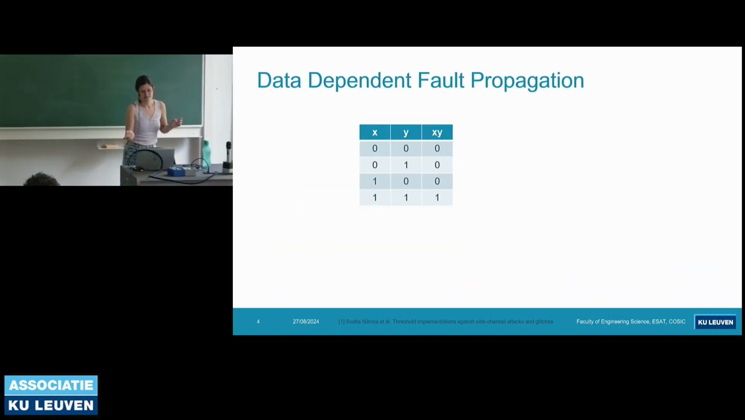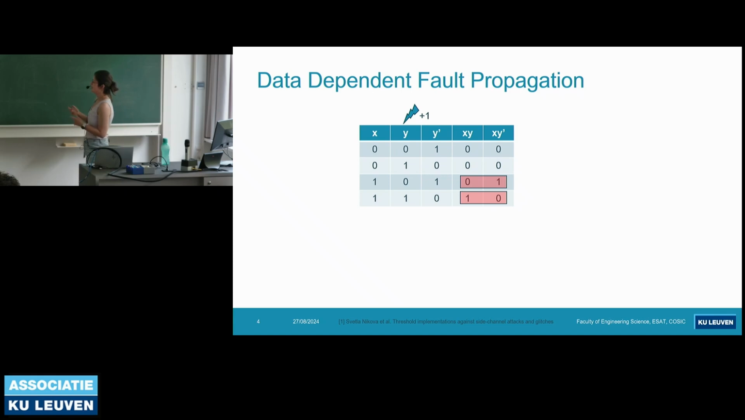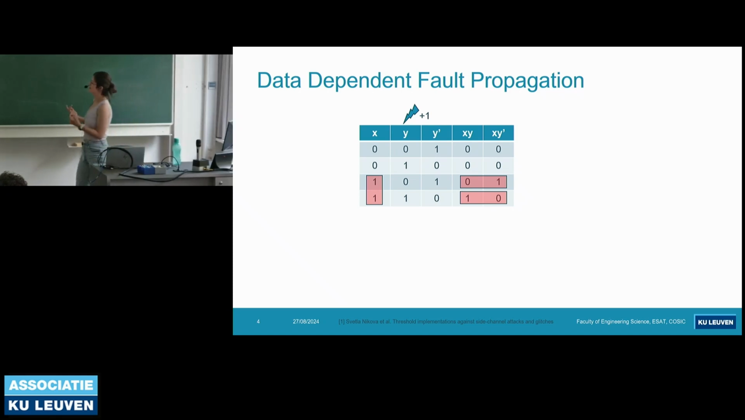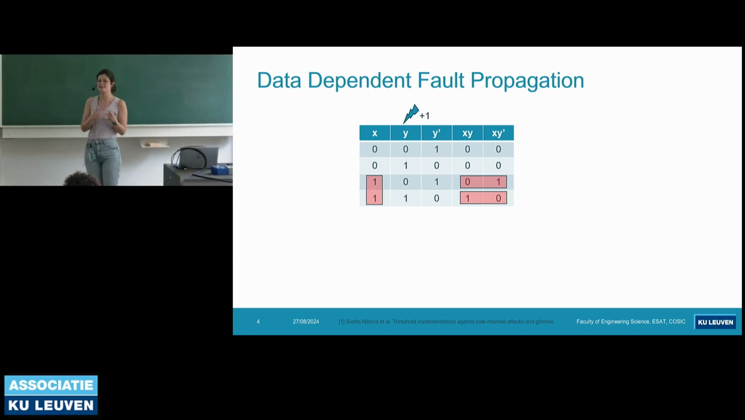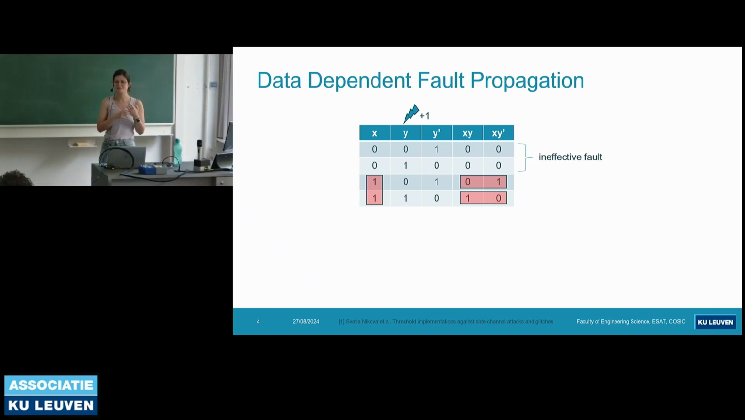And now let's see data-dependent fault propagation on a simple example. We have the AND gate here. This is the truth table of the AND gate. And we have a fault injected to Y, in the form of a bit flip. So we just flip the value of Y. Since one of the inputs is changed, the output is also changed. But we see that the output is changed for only half of the cases. And when we go back to X, we see that the output is changed when X is 1. So now we know that if the output is faulty, then X is 1. If the output is not faulty, then we know X is 0.